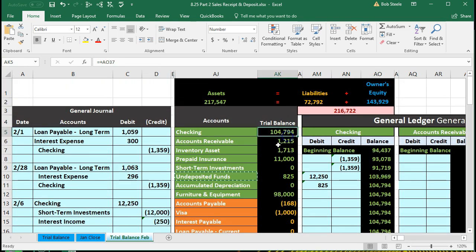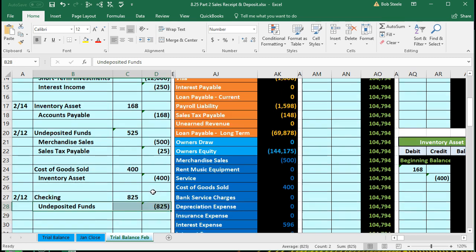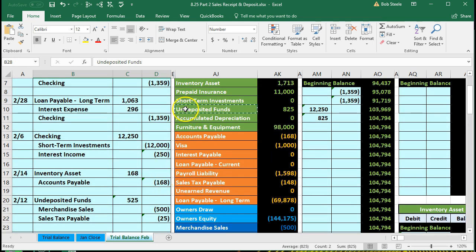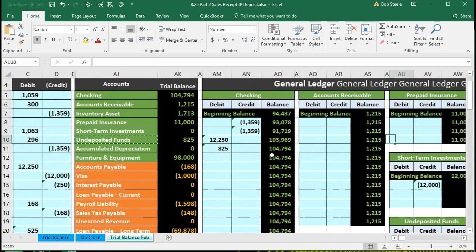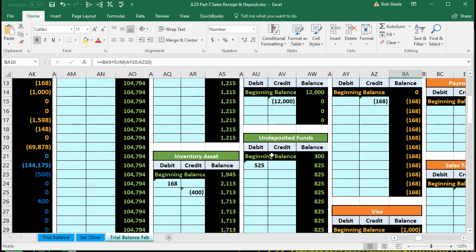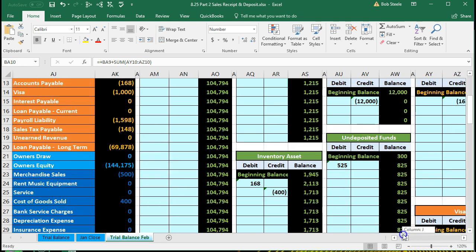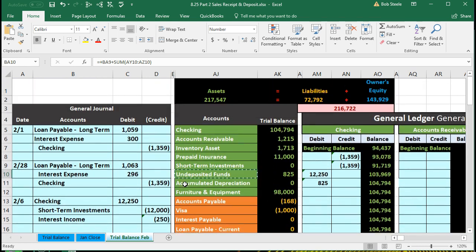104,794. There it is on the trial balance as well. Scrolling back down, we then have the undeposited funds. And if we look at the trial balance, here's the undeposited funds on the trial balance. It's going to be in the same location on the general ledger. So we'll scroll to the right till we find the undeposited funds. There they are. I'm going to scroll back all the way over, and let's freeze the panes to make that a little bit easier. So we'll scroll up to the top.